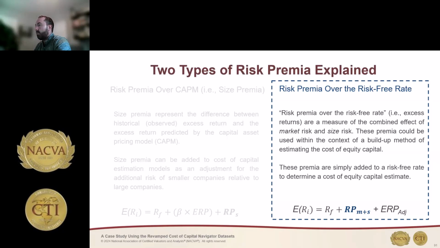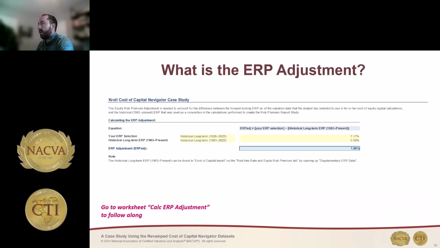So with that, there's another input, this ERP adjustment, and what is that, and how do we calculate that? The ERP adjustment is necessary when you're using the risk premium over the risk-free rate because it takes into consideration and accounts for the difference of the ERP that you selected in your analysis and that ERP that's embedded in the Risk Premium Report size study analysis.